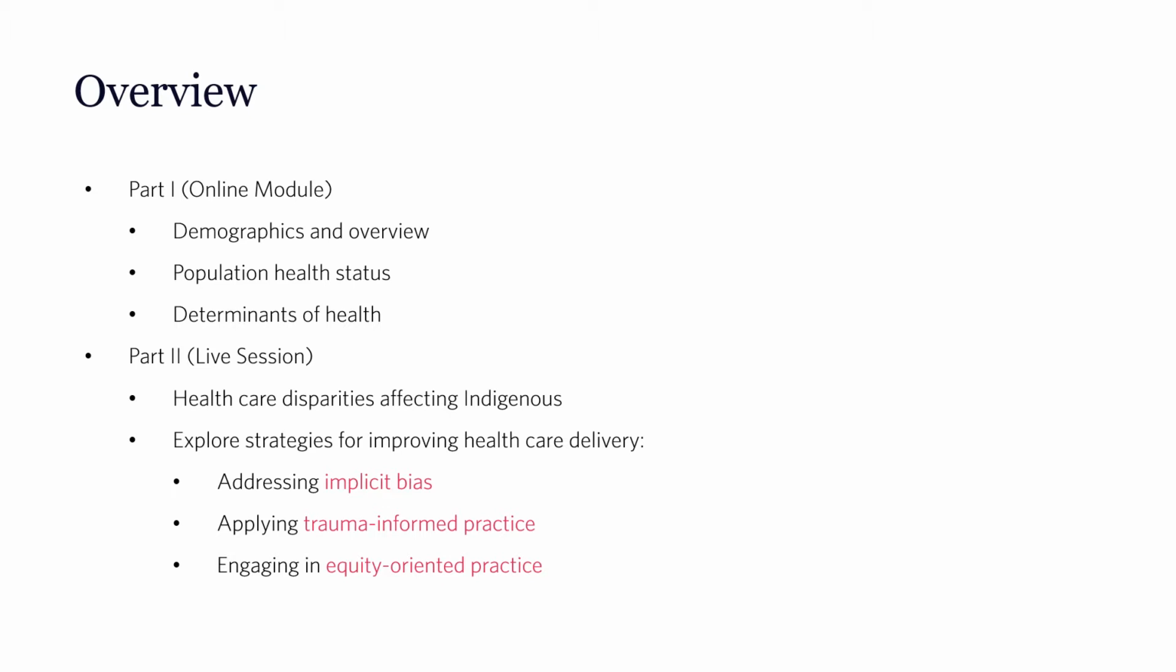The focus of our orientation will answer the following questions. First, how is the health status of the Indigenous peoples of Canada different from non-Indigenous Canadians? And second, what can healthcare providers do to reduce this gap? In this online module, we will review the demographics and overview, population health status, as well as the determinants of health. In our live session, we will review healthcare disparities affecting Indigenous Canadians, as well as explore strategies on improving healthcare delivery by addressing implicit bias, applying trauma-informed practice, as well as engaging in equity-oriented practice.